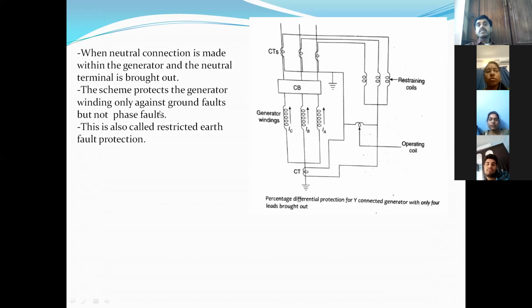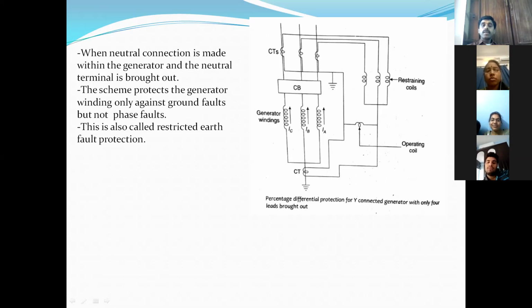And in such condition, we cannot have access to have 3 CTs on the upper side and 3 CTs on the lower side. There is a possibility of connecting only 1 CT here. In such condition, we can connect the percentage differential protection with the 3 CTs to restraining coils like this and 1 CT to this operating coil. Therefore, this type of protection scheme is used for ground faults, not for line-to-line faults. This is also called restricted earth fault protection.